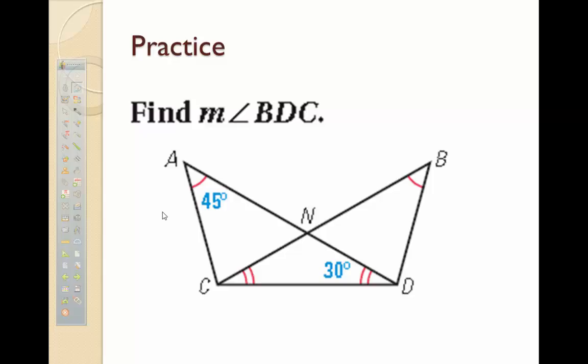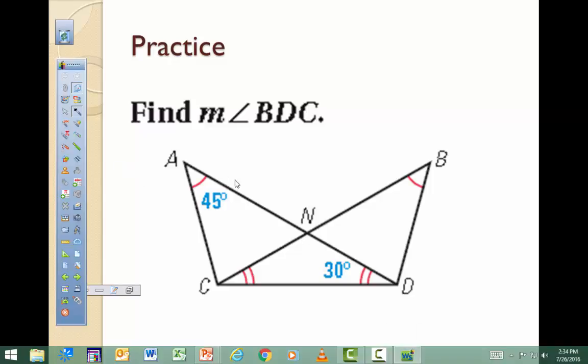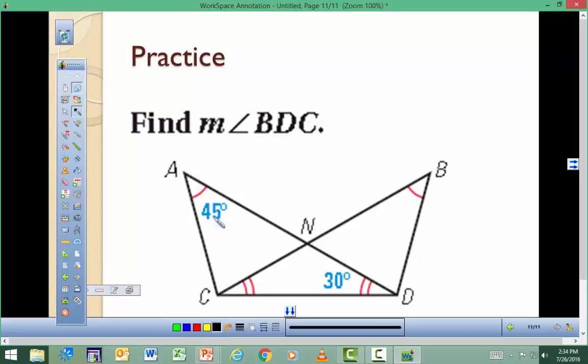Find the measure of BDC. So, here's where it gets a little bit tricky. We have this angle here is 45 degrees and there's a congruent mark. So it's 45 degrees over here. This angle here has 2 tick marks. This one has 2 tick marks, so that was 30 degrees.